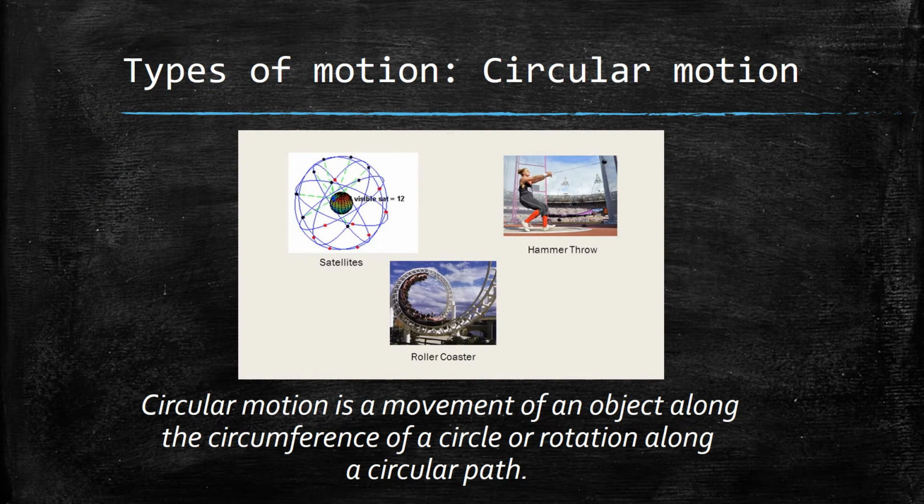Now, circular motion. Circular motion is a movement of an object along the circumference of a circle, or rotation along a circular path. When an object moves, there is a point and from there it moves in a perfect circular motion. It repeats the same motion every time it moves. That is known as circular motion. Satellites revolve around the earth in a perfectly round motion. The same way we see roller coasters. There are loops in roller coasters, they move in a circular motion, and also a hammer throw.